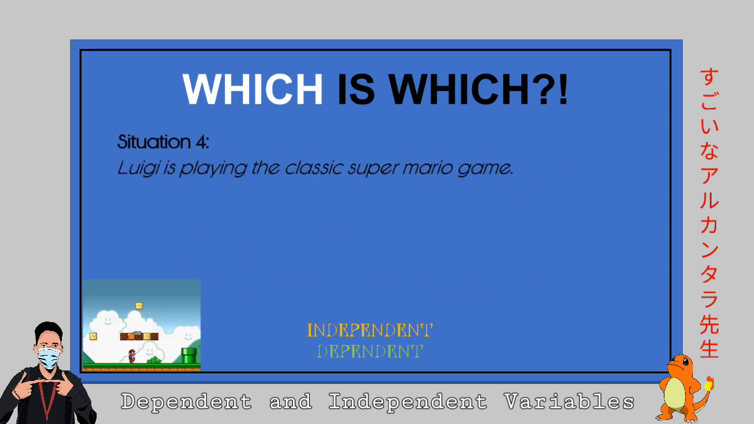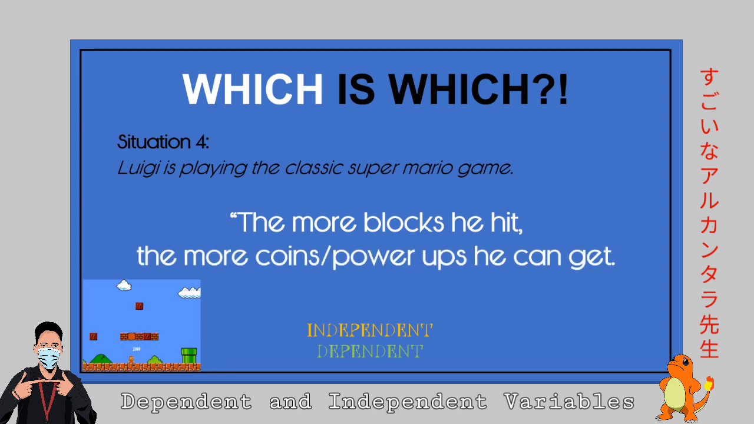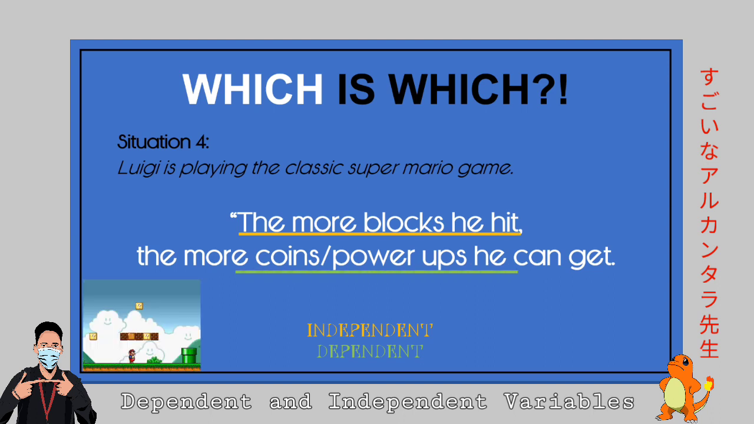Situation 4, Luigi is playing the classic Super Mario game, and the more blocks he hits, the more coins or power-ups he can get. So here, the independent variable is the number of blocks to be hit, and at the same time, the coins and the power-ups are the dependent. The reason for that is because if you don't hit any blocks at all, you're not gonna get any coin or power-up. So it depends on the amount of blocks that you try to hit, the more coins or power-ups will arrive to you.